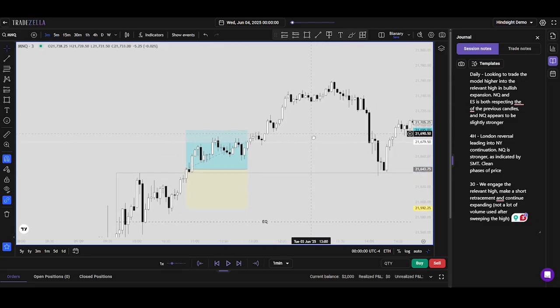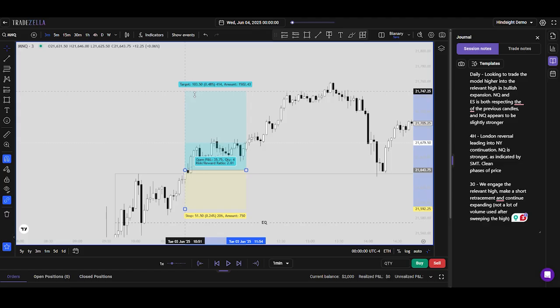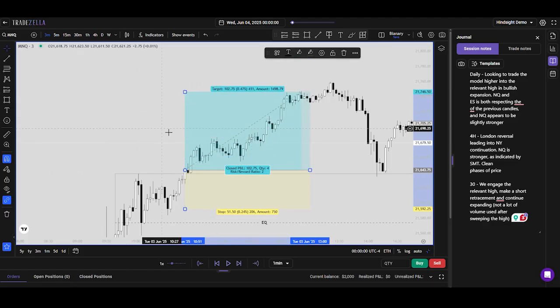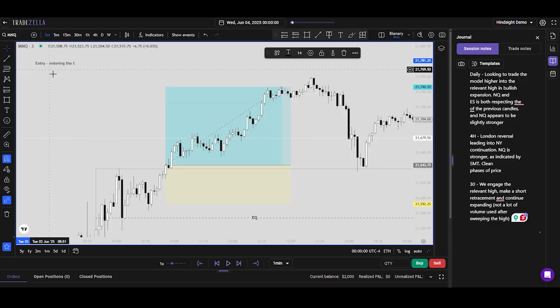That's usually around the stop size I'm doing. And then I always go for 1 to 2R. So this would be my trade. Entering the trade off rejecting. Copy that, bring it down here.